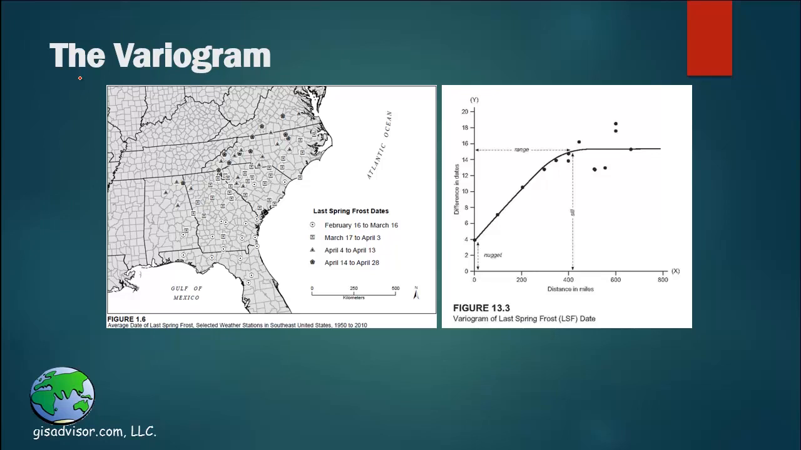I want to show you another really interesting spatial concept that we use a lot, and that's something called the variogram. Now, a variogram shows us how a data set relates to itself over space.